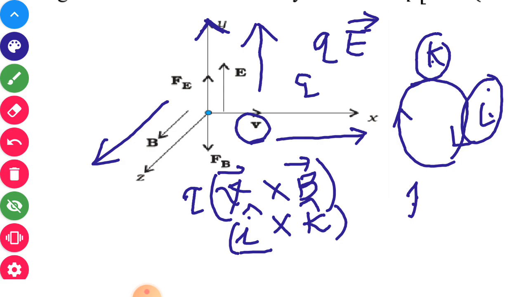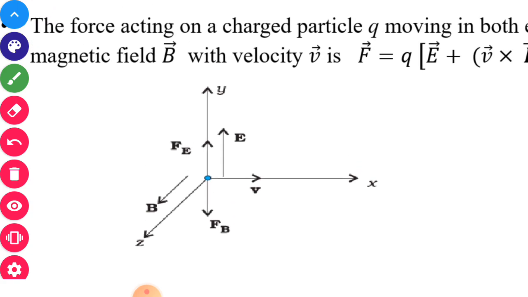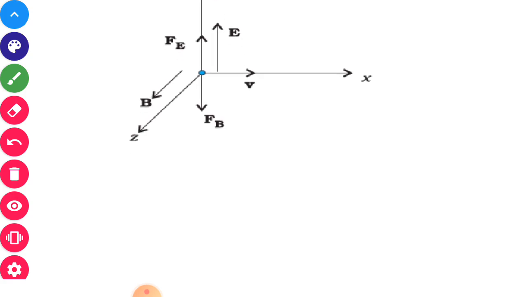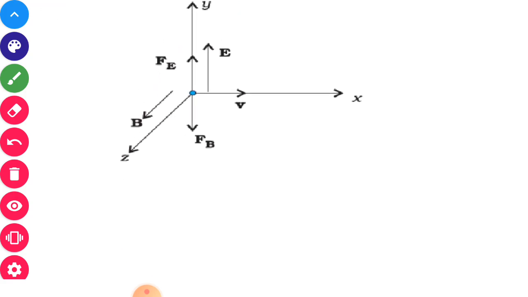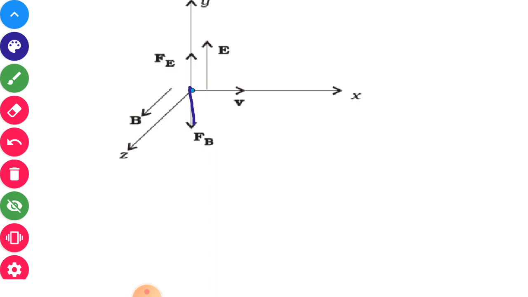Now here it is I cross K. If it is K cross I, then it will be J cap. If it is I cross K, then it will be minus J cap. So the direction of the force on this charge due to the magnetic field will be in which direction? Now you can understand that the direction of the force due to the magnetic field on this charge will be in this direction. The direction of the force due to the electric field is in the upward direction.